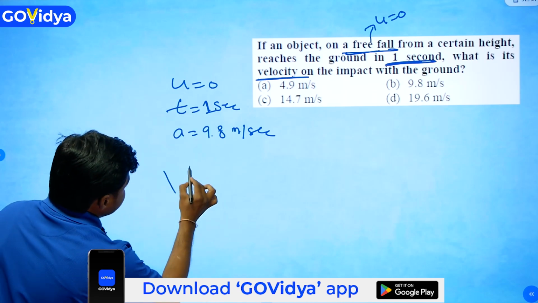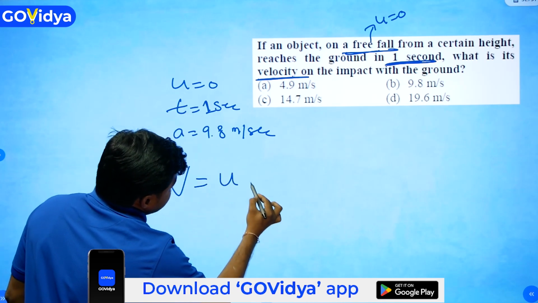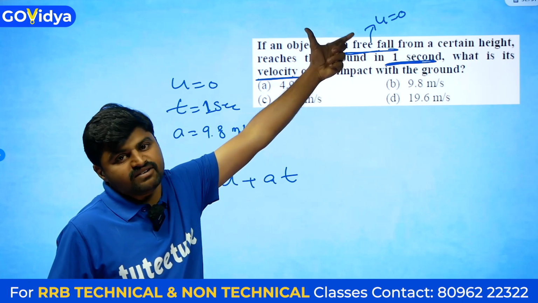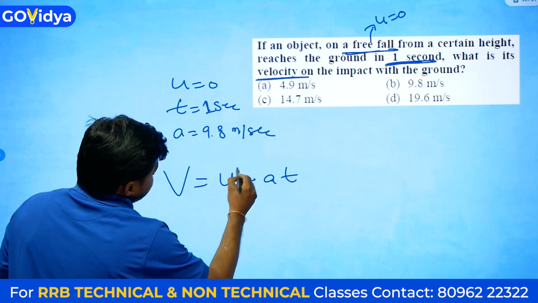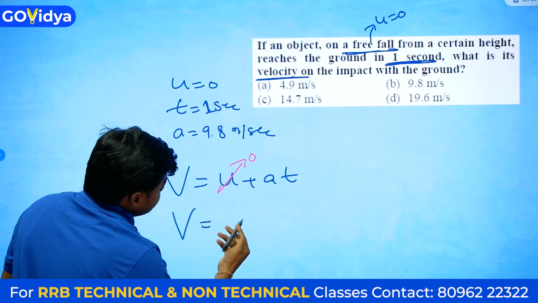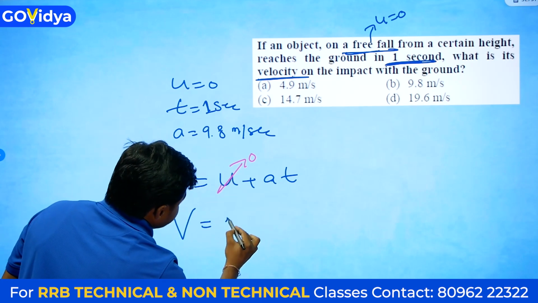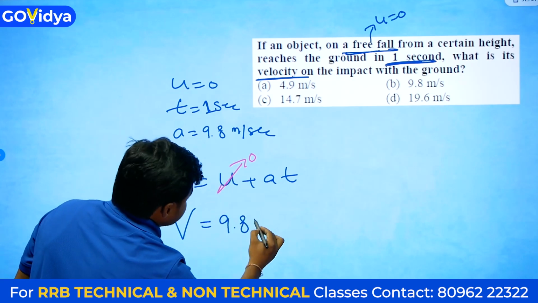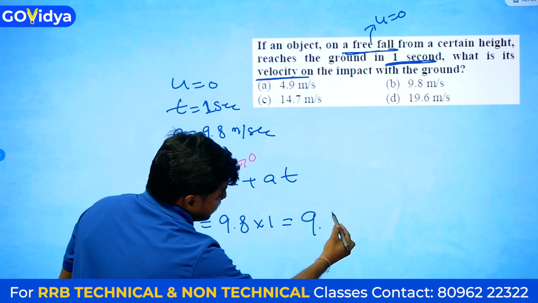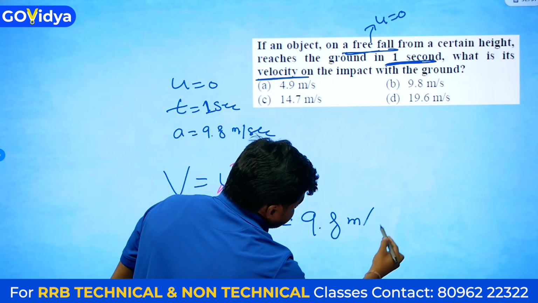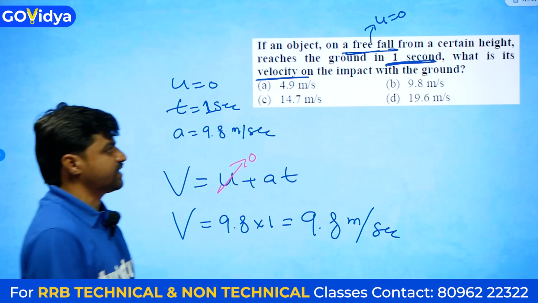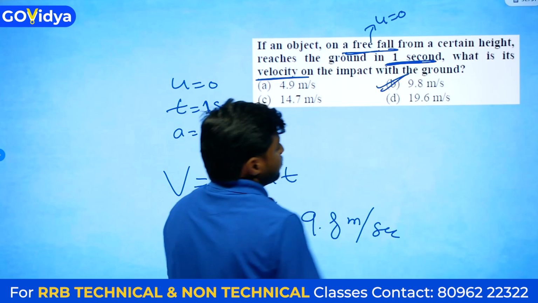We know that v is equal to u plus at. It is a free fall body. Free fall body means initial velocity is 0, means u is equal to 0. v is equal to a, the value of a is 9.8 and time is 1 second. 9.8 into 1, 9.8 meter per second. From the options, option B is the correct answer. Okay, next question.